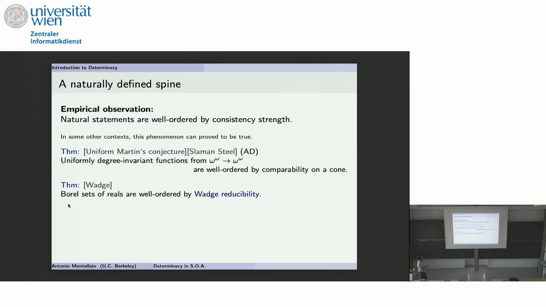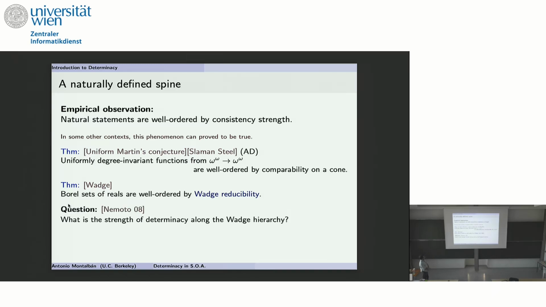Another one is this result of Wadge, which is that the Borel sets of reals are well ordered under Wadge reducibility, up to complements, that are essentially well ordered. So it's another setting where you see this complexity structure being nice and well ordered.